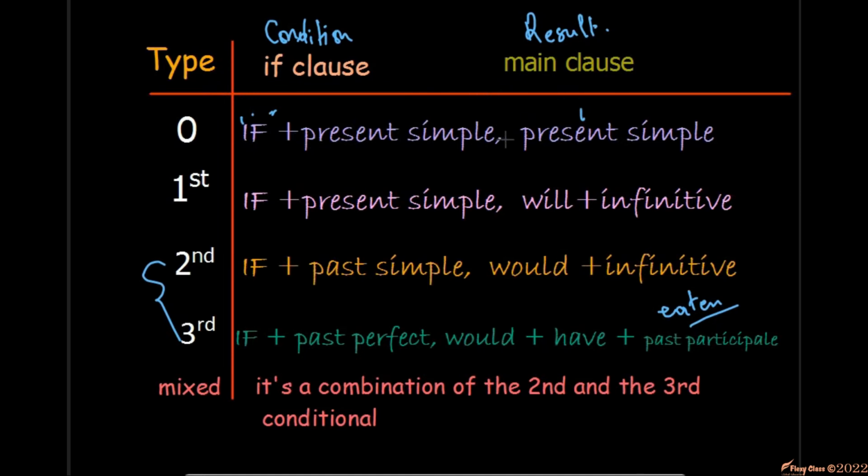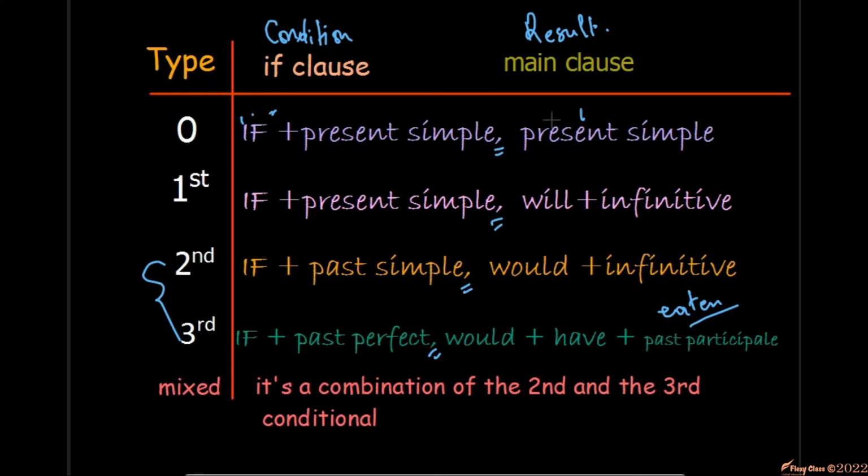Pay attention, we have a comma here. If we have the if clause first, we have a comma. The same thing: pay attention to the comma. Before the result, when we begin with the if clause, we put a comma. But vice versa, if we begin with the main clause, we don't put a comma. If we continue with the sentence in the present simple, we don't put the comma.